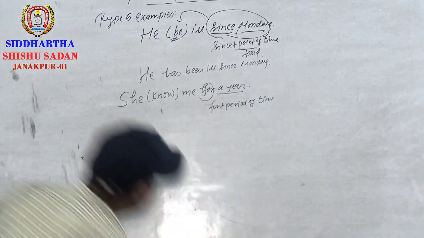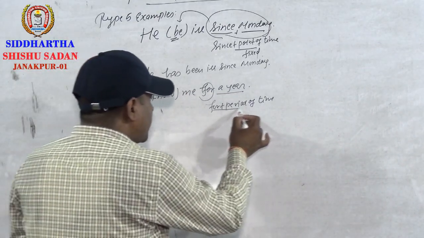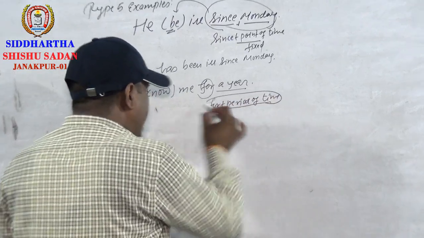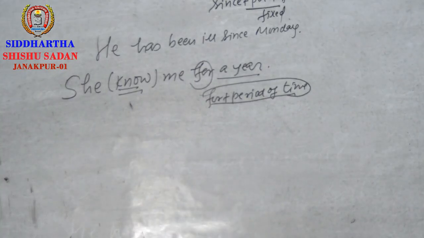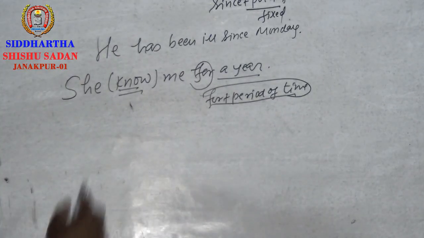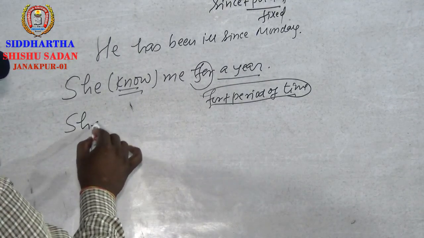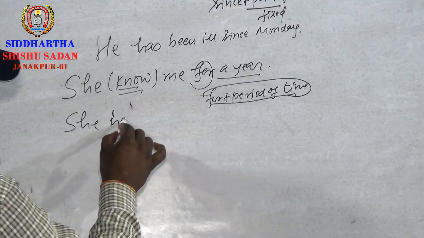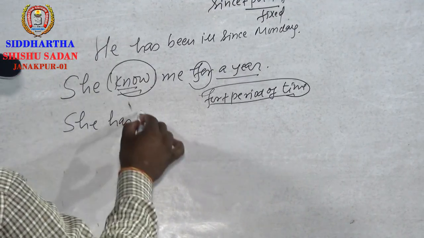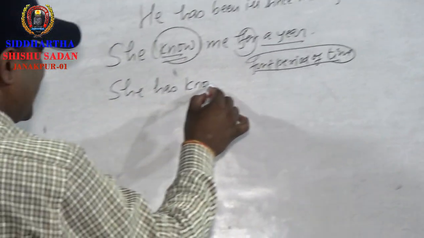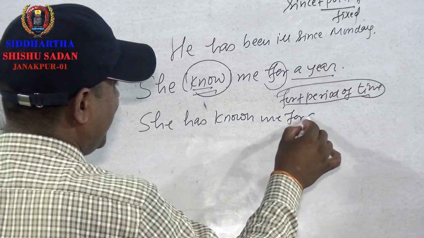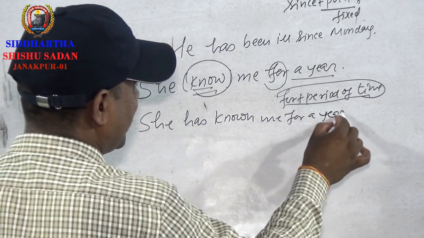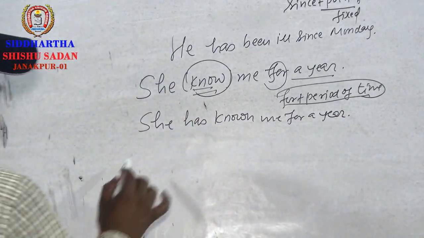See here now, so for plus period of time, and what's the verb in the bracket? Know. Then we use present perfect tense here. So what's the answer here? She has, the V3 is known. She has known me for a year. Okay. See the last example.